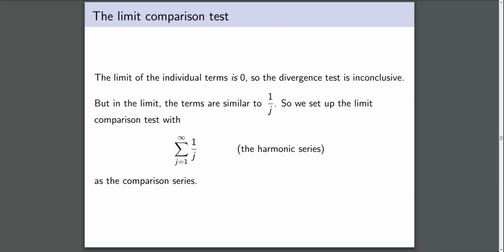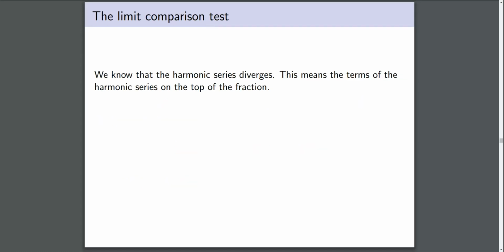The limit that I got on my last step was the limit of 1 over j. I'm going to use this series, summation j equals 1 to infinity of 1 over j, as my comparison series. Remember, this series has a special name. It's called the harmonic series. We did a proof in class, 2 proofs actually. We showed that the harmonic series diverges. And for a divergent series, we set up the limit comparison test with the familiar series on top of the fraction.